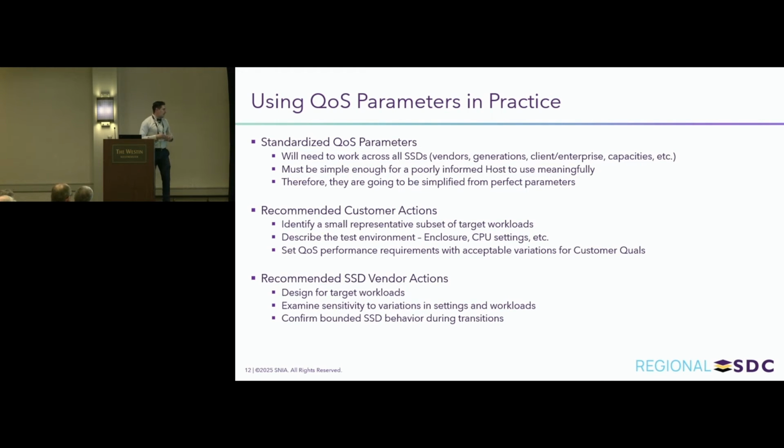From a vendor's actions, we need to design for the provided workloads. I think there's a very high sensitivity to variations in settings and workloads. And I've already highlighted that we remain bounded in our behavior when there are transitions, because the customer is only going to provide us target workloads. But what happens when we transition between them, if they burst or vary from that? Software continues to develop, but the drive we shipped stays the same. So when that software develops and it's now out of that perfect characterization, how do we behave?